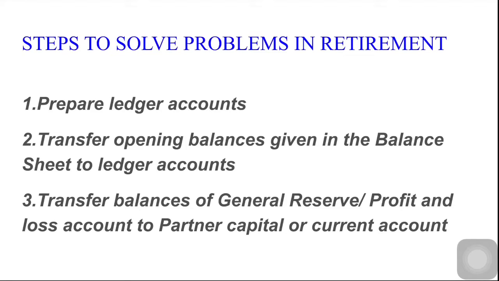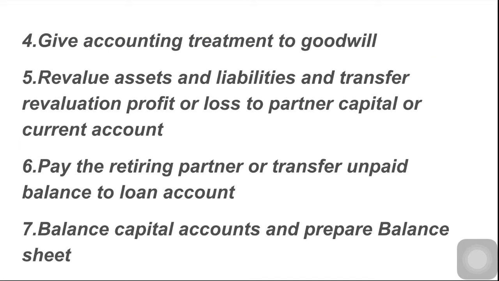As a working note, we may also prepare goodwill account and cash bank account. Then we will transfer opening balances given in the balance sheet to the ledger accounts. Transfer balances of general reserve, profit and loss account, all undistributed profits and losses to partners' capital or current account. Then give accounting treatment to goodwill.